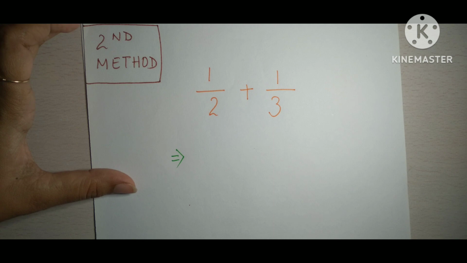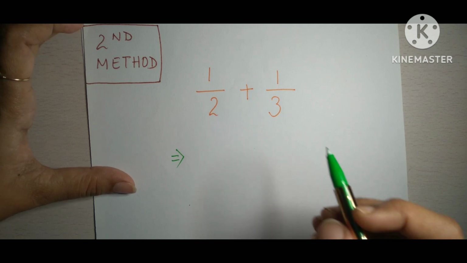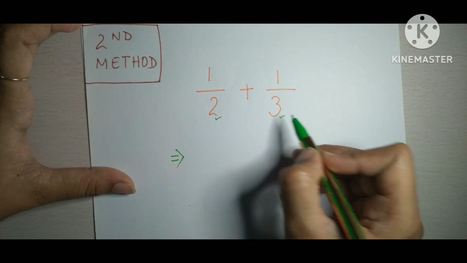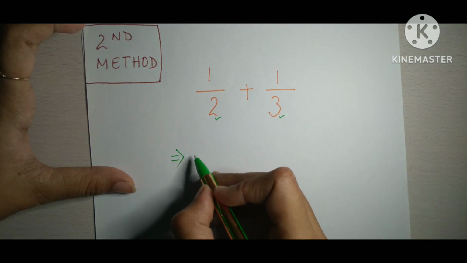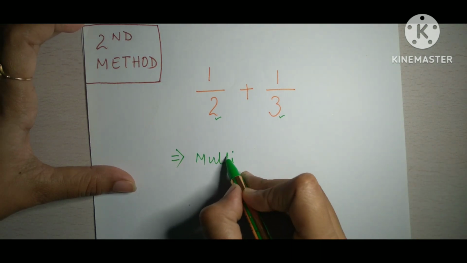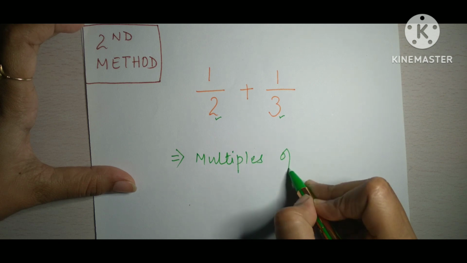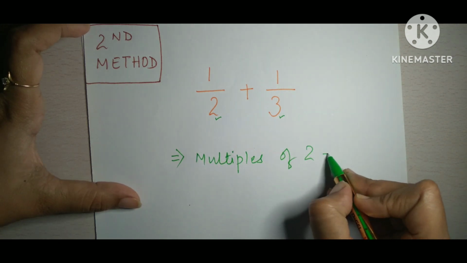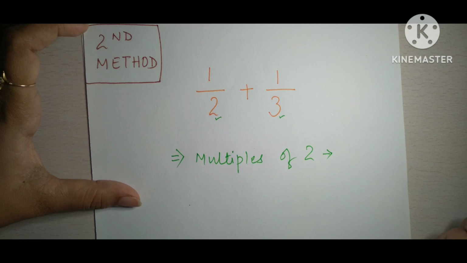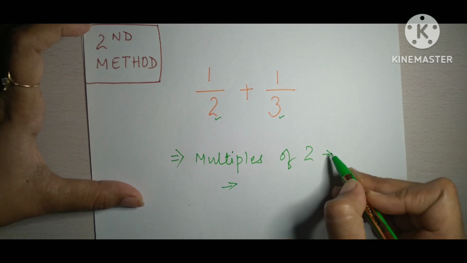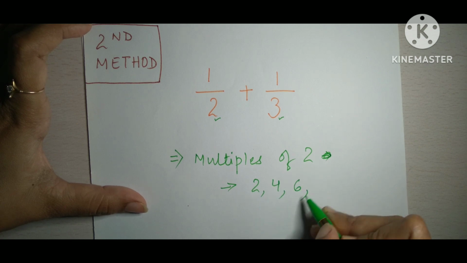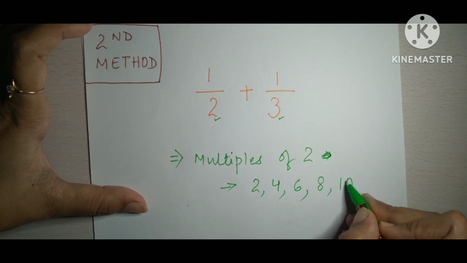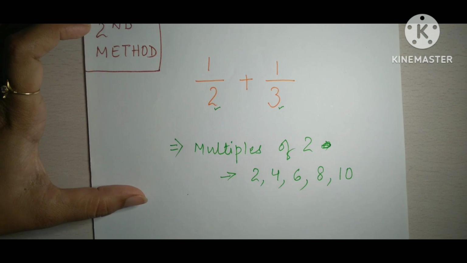In the second method, we'll try to take out the multiples of the denominator because denominators are not same. So we have to make them same. So we'll find out the multiples. Multiples of 2. What are multiples of 2? The table of 2 actually. So it's 2, 4, 6, 8, 10. This much will be enough.